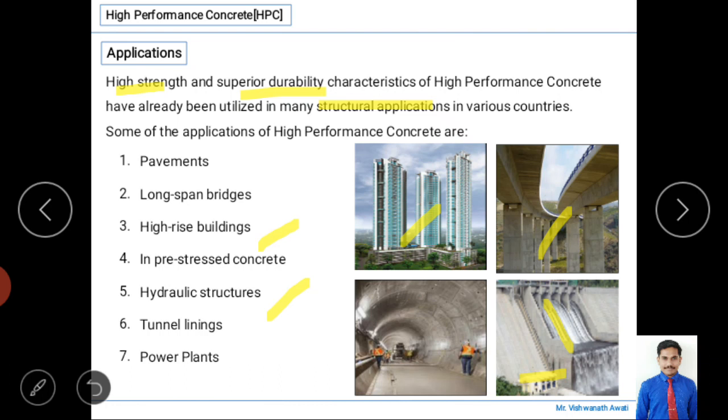Next, power plants. As I told, in the hydraulic structure we are using it in hydropower plants. But if you see other power plants like thermal power plants and nuclear power plants, even in nuclear and thermal power plants, high performance concretes are used.